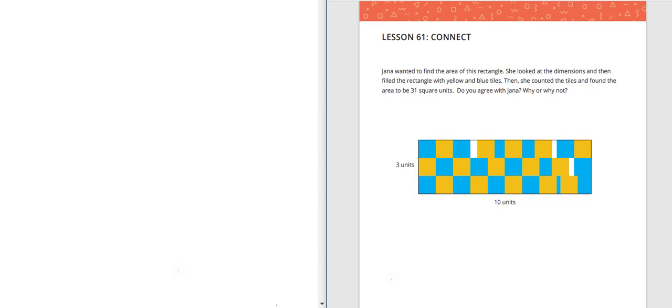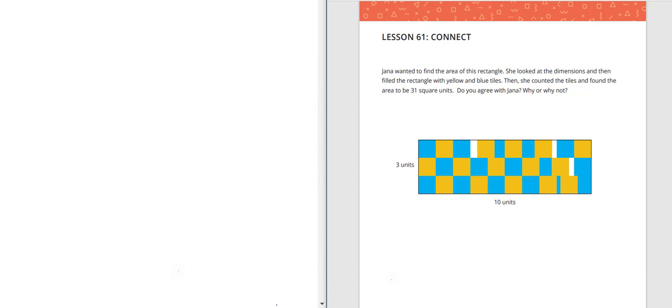Here it says that Jana wanted to find the area of this rectangle. She looked at the dimensions and then filled the rectangle with yellow and blue tiles. Then she counted the tiles and found the area to be 31 square units. Do you agree with Jana? Why or why not? We are going to talk about the area.